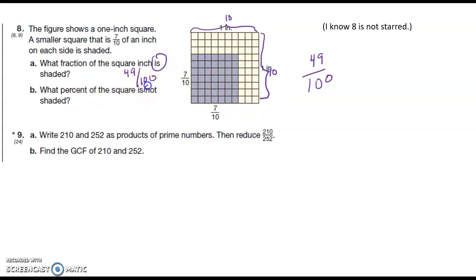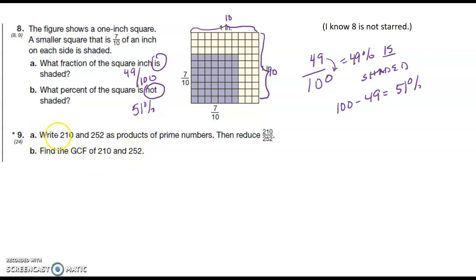And then it says, what percent is not shaded? Well, I know that percent is per 100, right? So I know 49% is shaded. So how do I figure out what's not shaded? I'm going to subtract, and I get 51% is not shaded. Is that right? Let me double check my minus 49 is 51. Yes. So my answer to B is 51%.